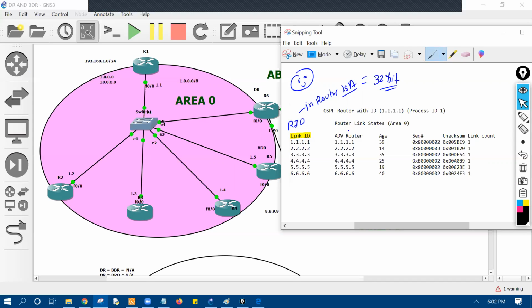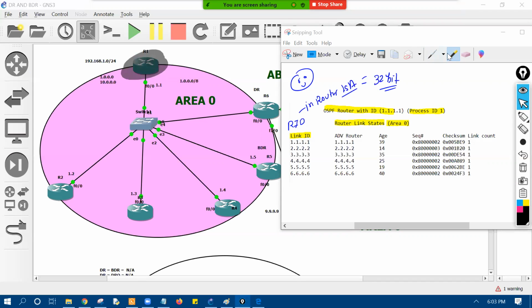Then after that, advertising router means what? Advertising router is going to say that right now we are looking up the information about the router LSA. For which area? Area 0. What is my router ID? 101. What is my process ID? 101. Right now I'm present on R1.